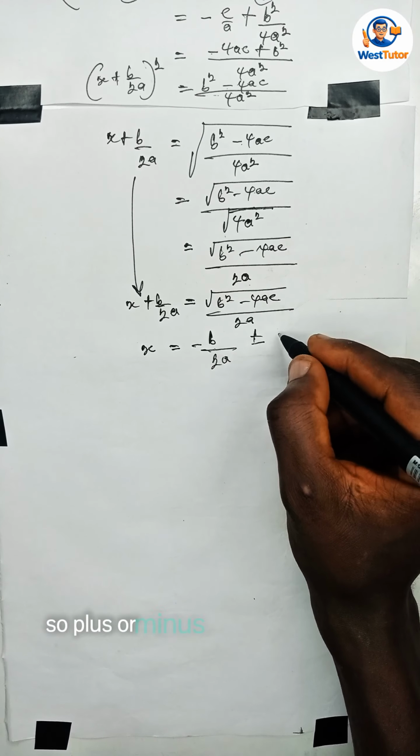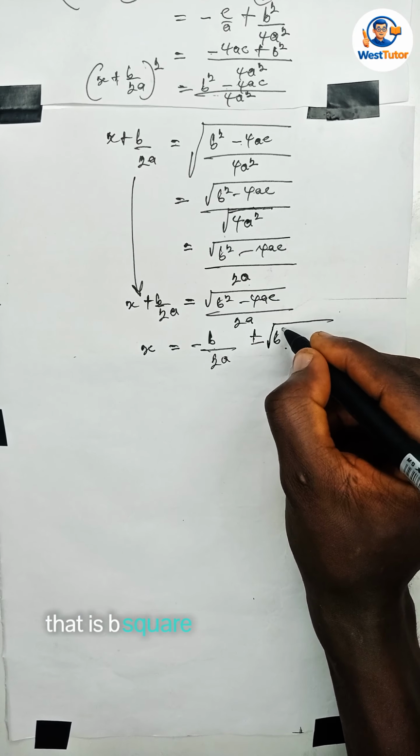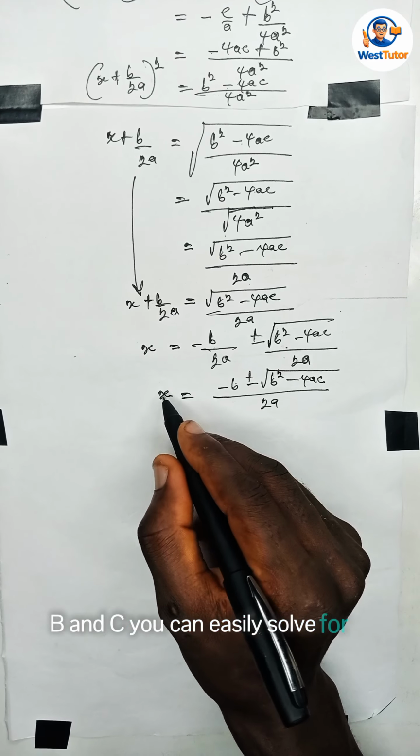So plus or minus the square root of this, that is b squared minus 4ac over 2a. Don't forget that their denominators are the same, 2a, 2a. So find the LCM. The LCM definitely is 2a. This gives minus b plus or minus the square root of b squared minus 4ac, all over 2a. So with any value in the constants a, b, and c, you can easily solve for x.